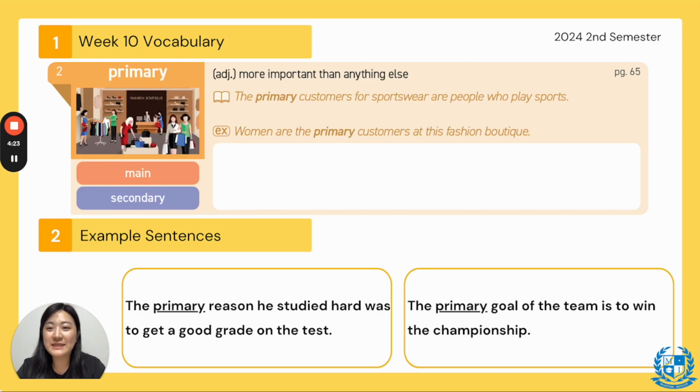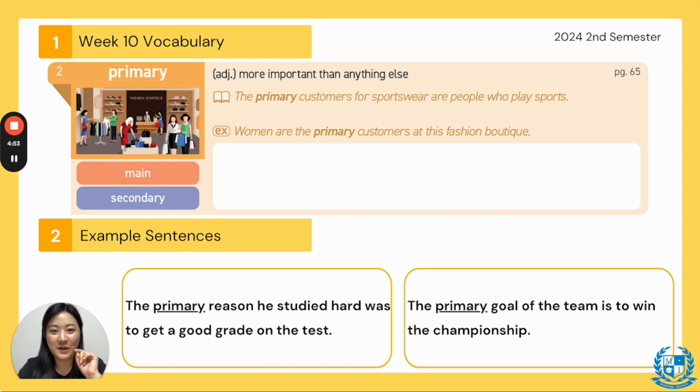Number 2, everyone say primary. Primary. The synonym is main and the antonym is secondary. It's an adjective and it means more important than anything else. In our TED Talks, it says the primary customers for sportswear are people who play sports, of course. So the first, the main, the most important primary customers are those who play sports.